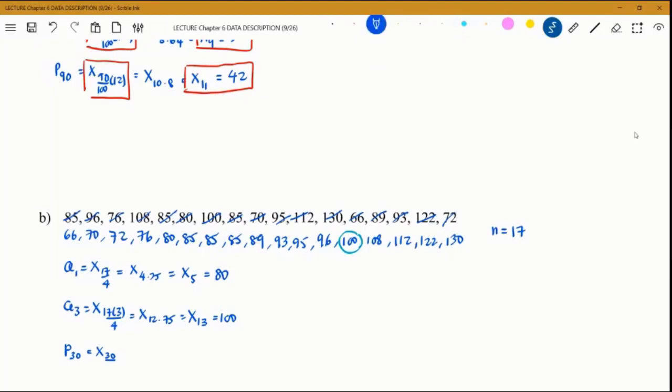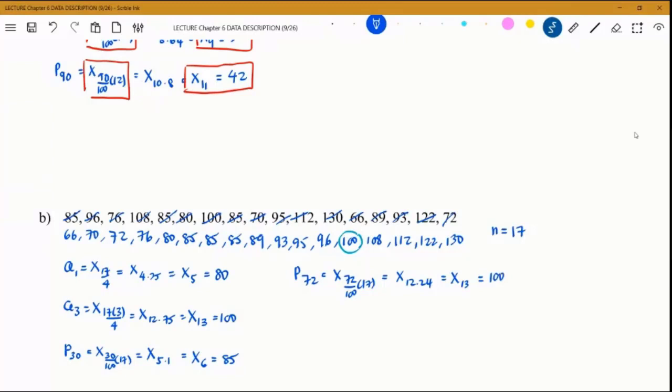Alright, so P30. So 30 divided by 100 times your N, which is 17. So observation kita akan dapat 5.1. So we round up to be the 6th observation. So 6th observation we have it 85. And then P72. Observation 72 divided by 100 times 17. We have your observation which is 12.24. Kita round up observation yang ke-13. So the same value here which is 100.